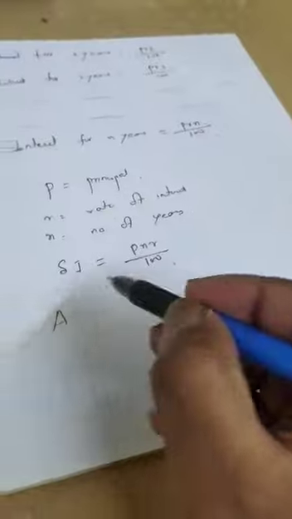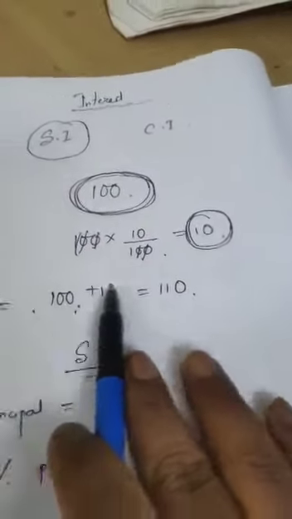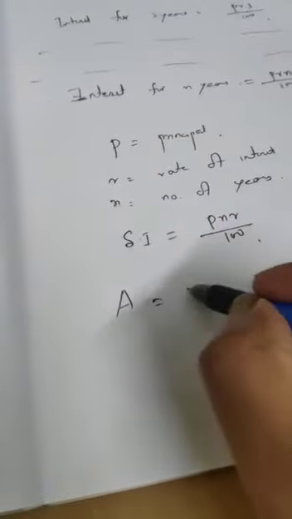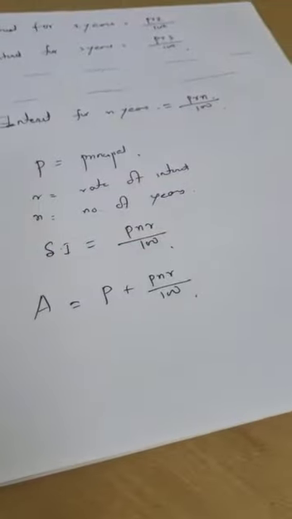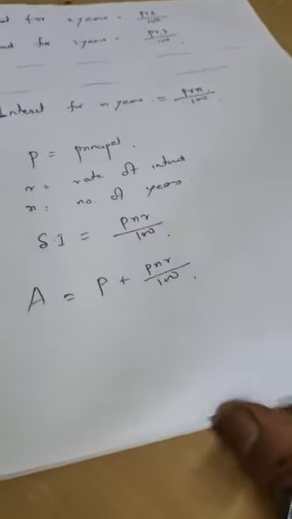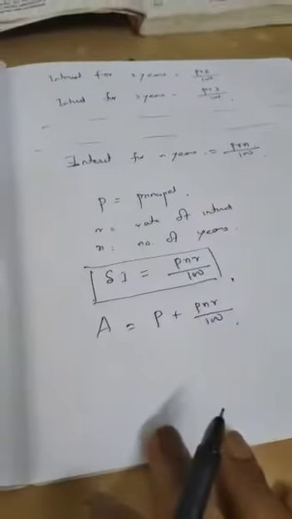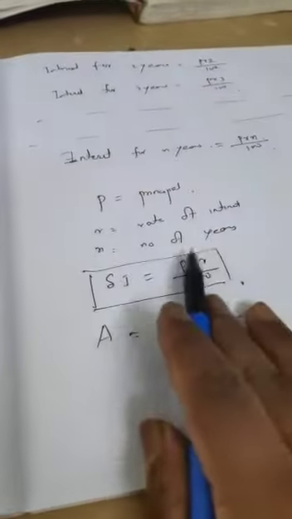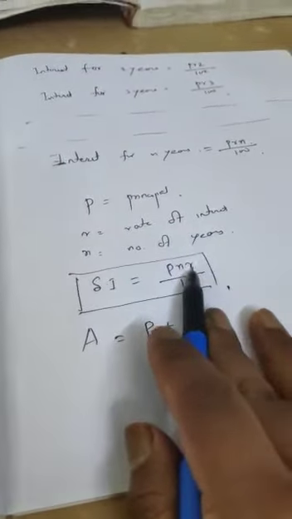Now what is amount? What I have told, amount equals the main principal plus interest. What is the interest? PNR by 100. So this is the formula for calculating simple interest, PNR by 100, where P is the principal, N is the number of years, R is the rate of interest, and divided by 100.